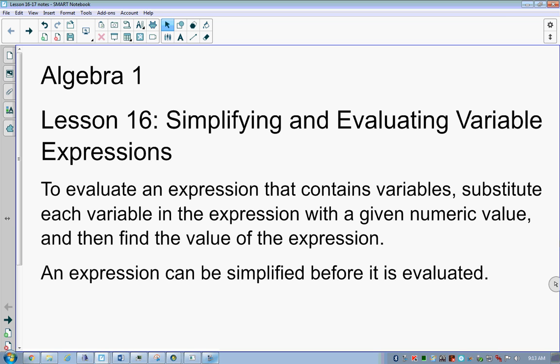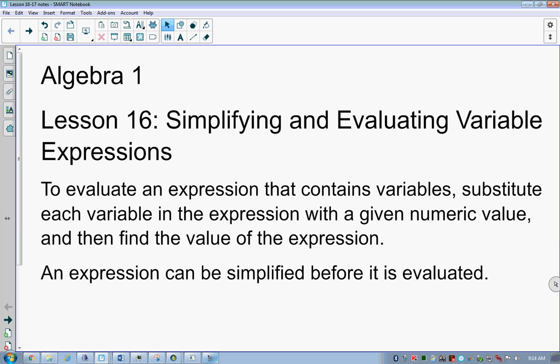Okay, Algebra 1, Lesson 16. We're going to start off by talking about simplifying and evaluating variable expressions in your book. This starts off on page 86. There's not a whole lot of information given, honestly, in terms of new notes that have to be taken. A lot of this is just simply going to be working out examples.